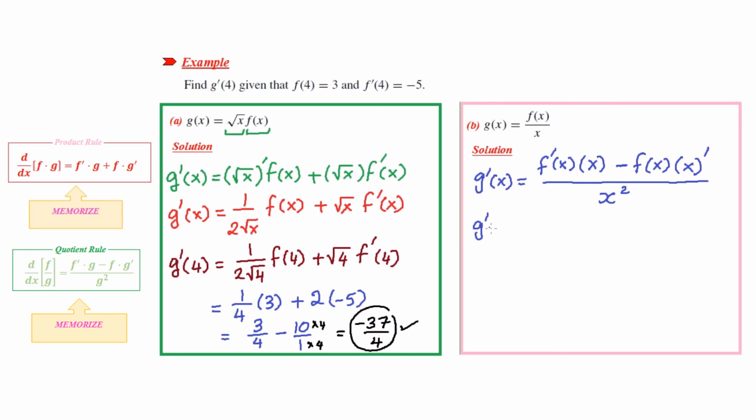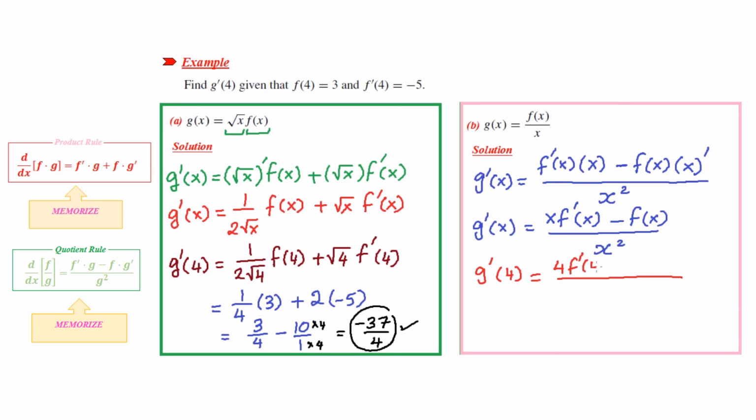So g prime of x equals x multiplied by f prime of x minus x prime, which equals 1, multiplied by f of x, all divided by x squared. Now you have to find g prime of 4. So g prime of 4 equals 4 multiplied by f prime of 4 minus f of 4 over 4 squared.